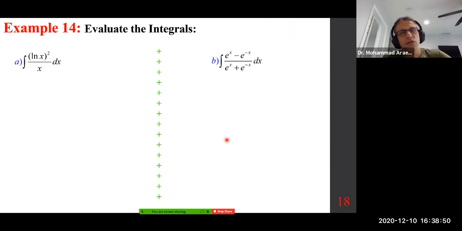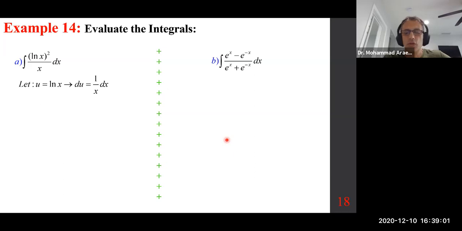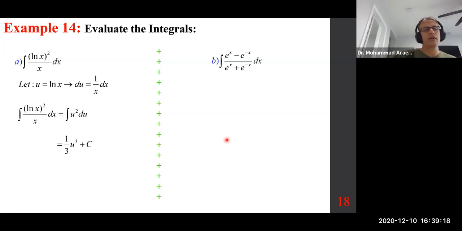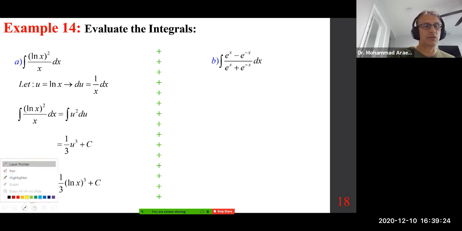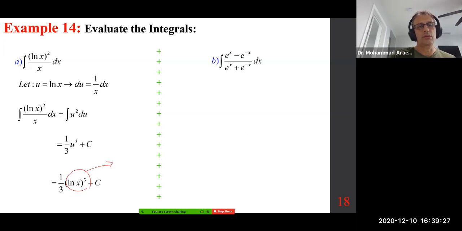ln x was mentioned. That would be a good choice of u, and therefore du becomes 1 over x dx. Okay, 1 over x dx. So you are dealing with u squared du. That gives you 1/3 u cubed plus a constant, and you replace it. And again, I think I've mentioned that before. I'm going to repeat that because it is important, class. So this part, do not confuse that with ln of x cubed.